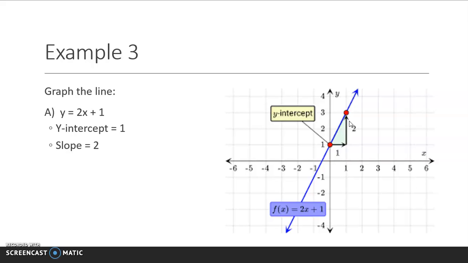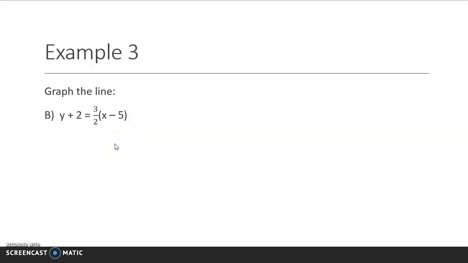Now I always recommend getting more than 2 points, more than just this one and this one that you got with the slope. I always recommend finding a few points, because just in case you count wrong, and if you connect with the ruler, you'll see your mistake. So let's do one last graphing question. In this one, we're given a point-slope form equation. So just like we did last time, we're going to find a point from this and a slope. The slope is easy to see. It's 3/2.